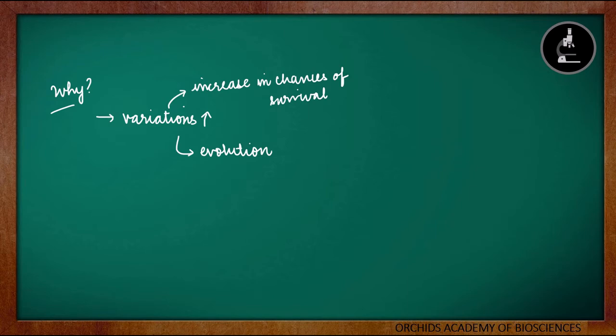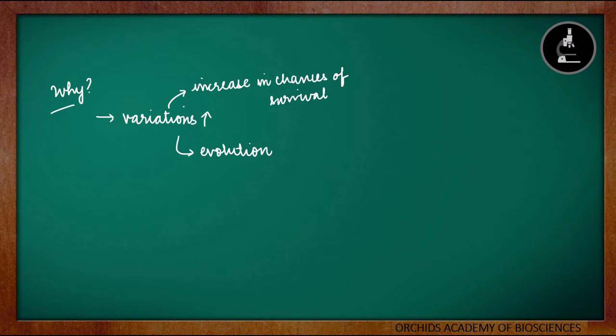So these are the reasons why the sexual mode of reproduction is necessary or important, because in sexual mode of reproduction, two parents are involved. So if two parents are involved, the chances of variations are more. And if the chances of variation are more, it is linked to the increase in the chance of survival as well. And if these variations keep on accumulating generation after generation, this can even lead to evolution. So this is why the sexual mode of reproduction is considered important.